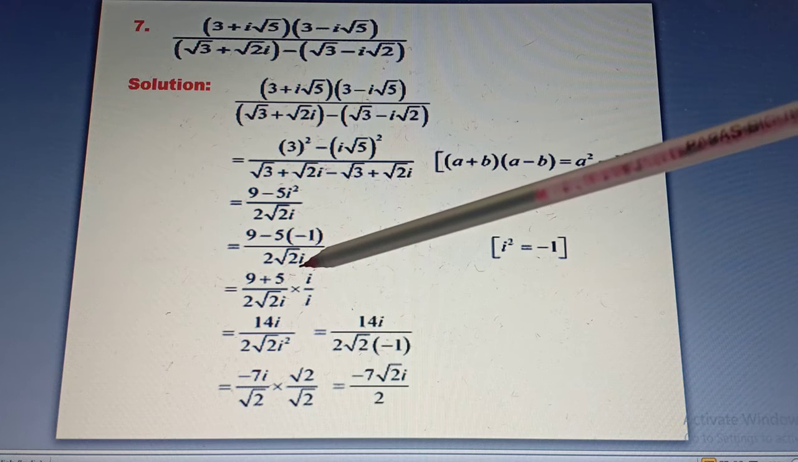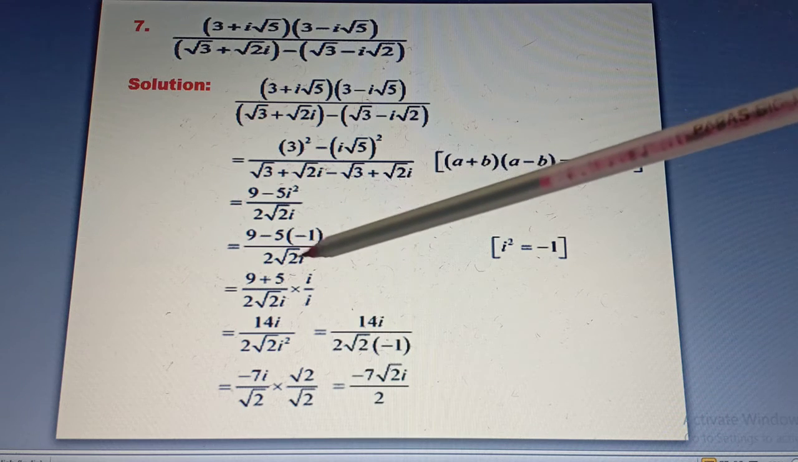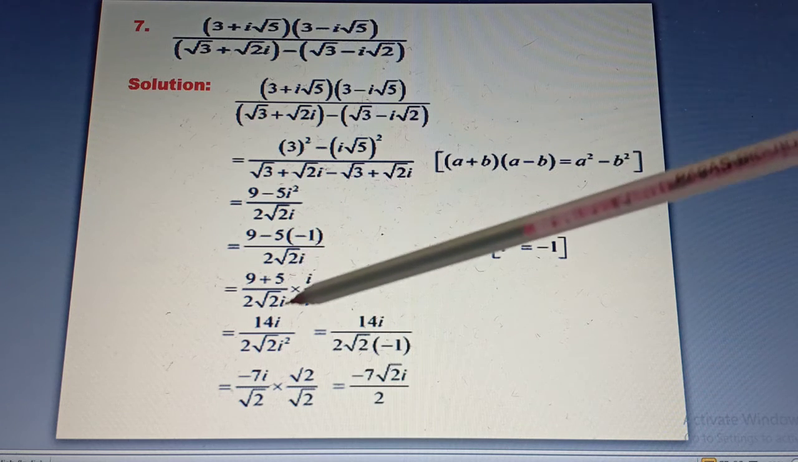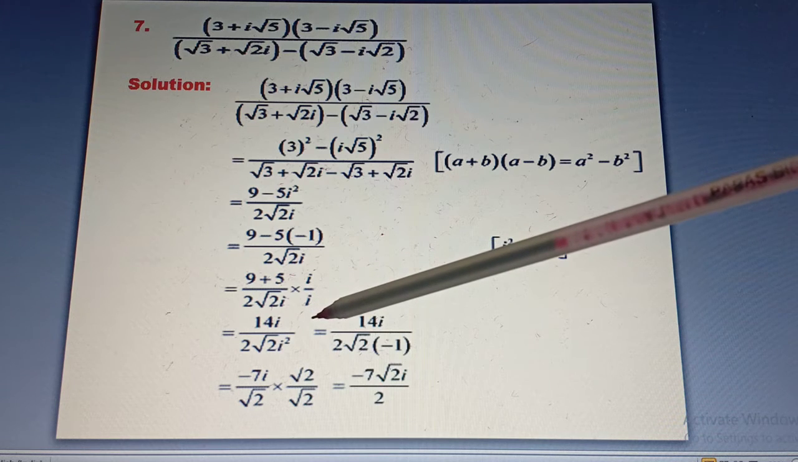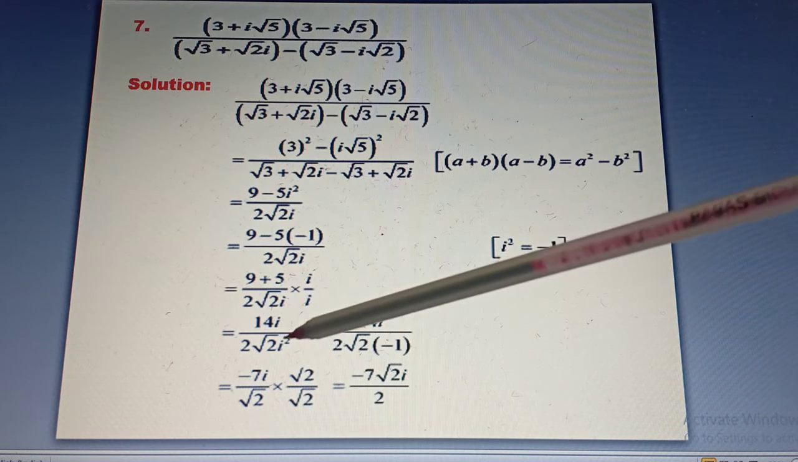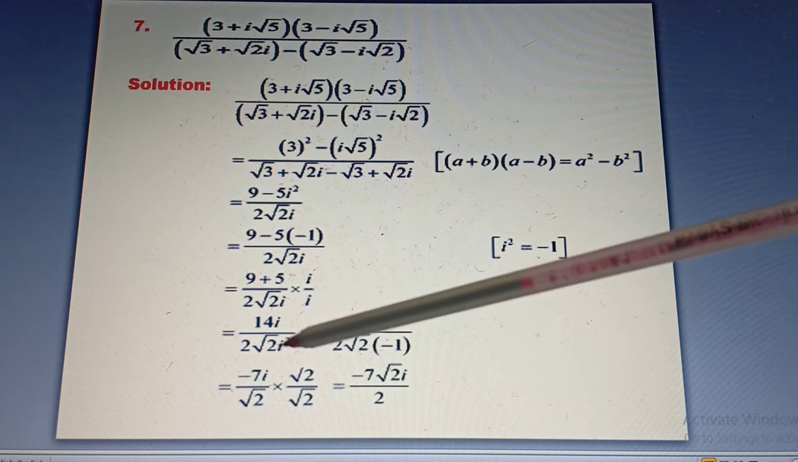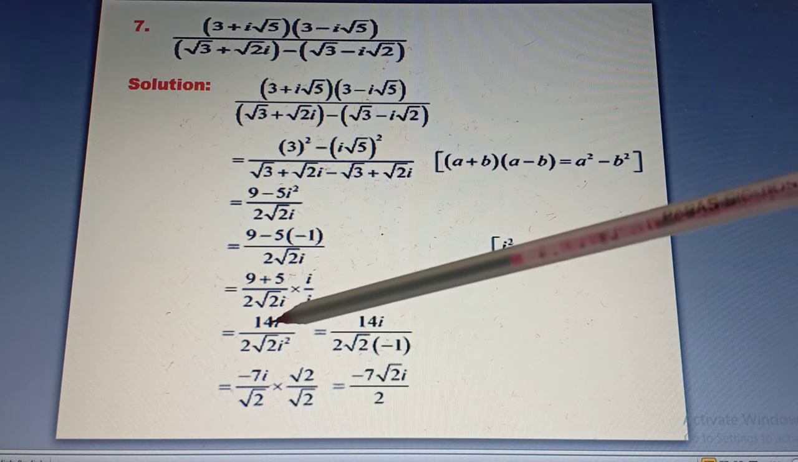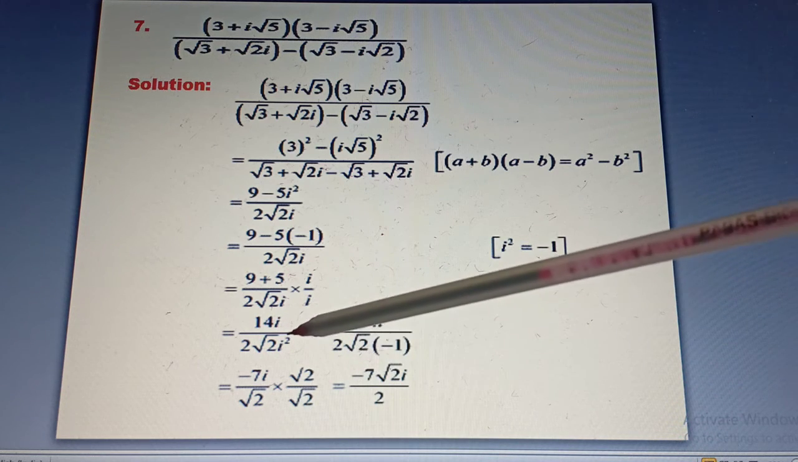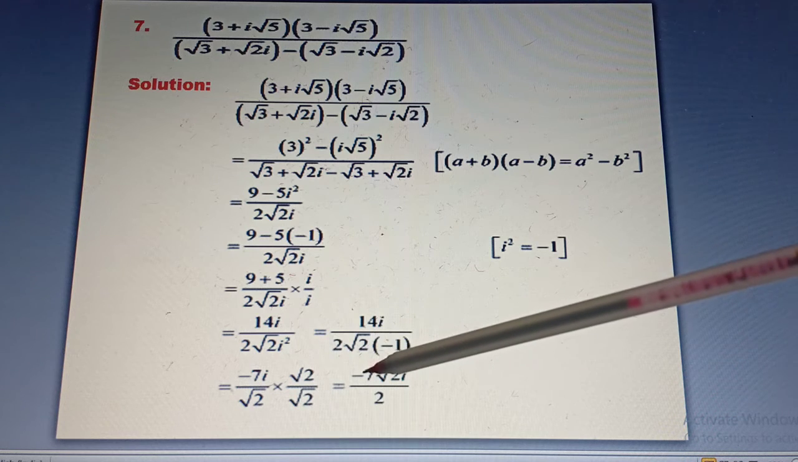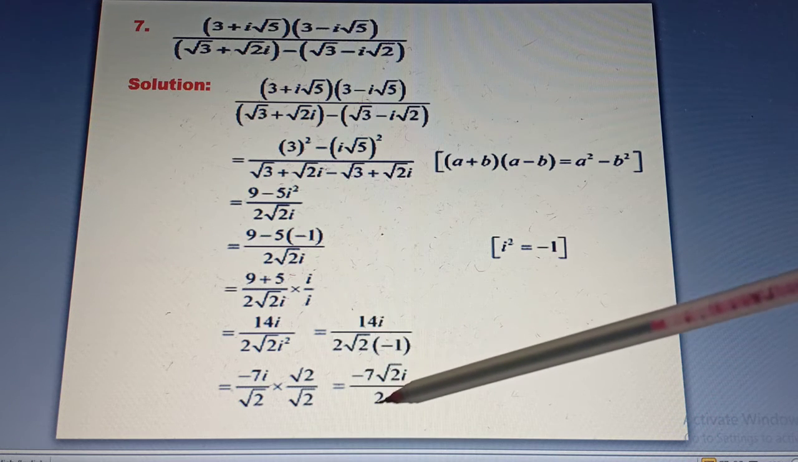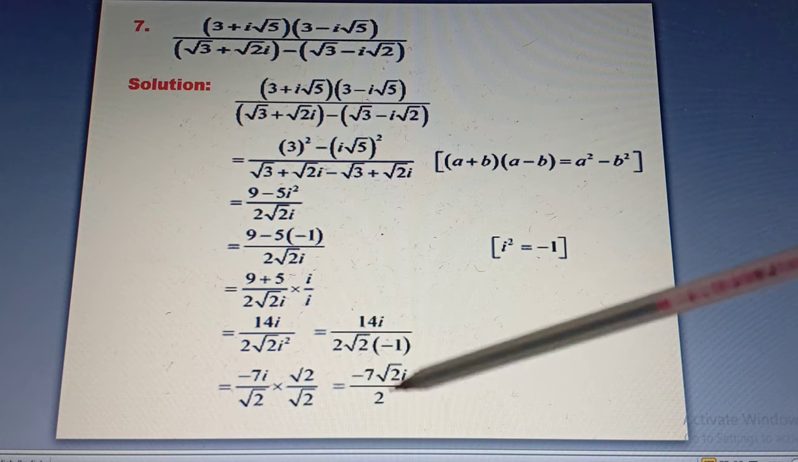So multiplying i in both numerator and denominator, so that the denominator i becomes i square, and we can put the value of i square equal to minus 1. So it will be 2 root 2 i square in the denominator, and in the numerator 14i. Now the value of i square is minus 1, so it will be minus of 7 root 2 i by 2. So this is the answer of the given question.